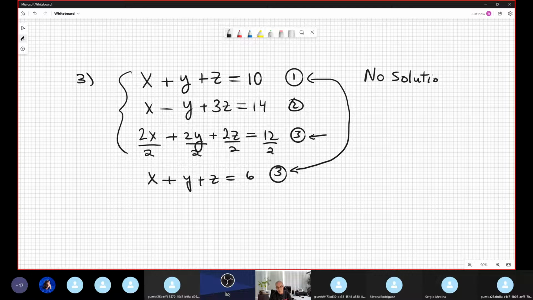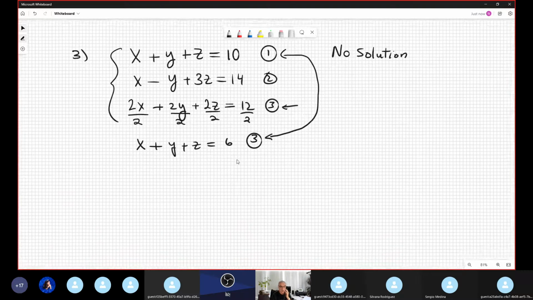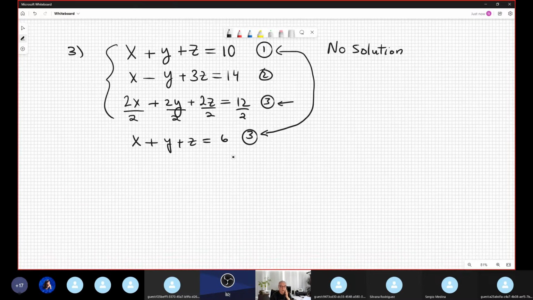But suppose, professor, I don't see that? Okay, no problem. Suppose I don't see it. This is the beauty of the algorithm using the computer. I don't care. I just copy the matrix associated with the system: 1, 1, 1, the vertical bar, 10. This is row 1, representing equation 1. Row 2 is 1, negative 1, 3, 14. And the last one, 2, 2, 2, and 12.